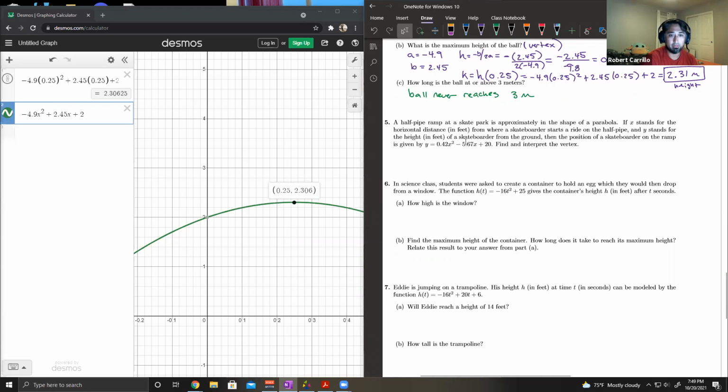Okay, cool. So all we have to do for this one is find the vertex. Maybe we can even draw a small diagram here. So let's say here's our half pipe. This is where the skateboarders start. They drop in and then they land back over there. So there's our half pipe. Let's just say our skateboarder is somewhere in here. There we go. And there's our vertex. Okay, so now all it wants us to do is find the vertex and interpret it.